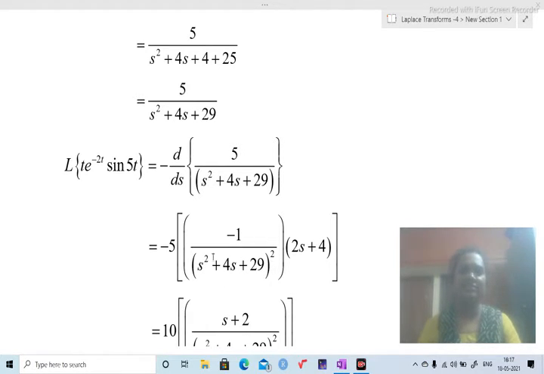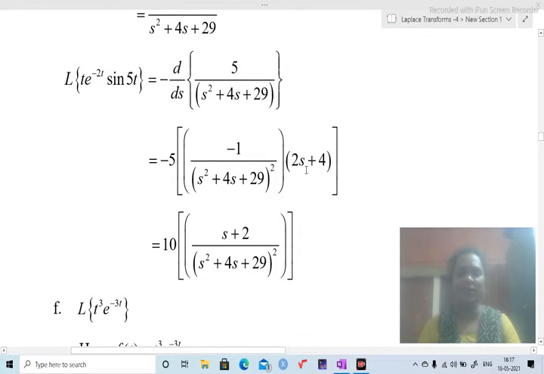Again the differentiation of this term: s square differentiation is 2s, 4s differentiation is 4. Again take 2 common, 5 twos are 10, minus into minus is plus, and write down this as the value of L of t into e power minus 2t into sin 5t.